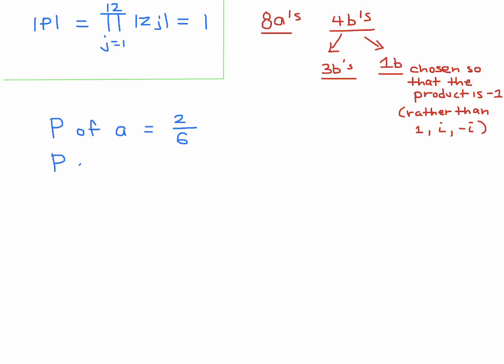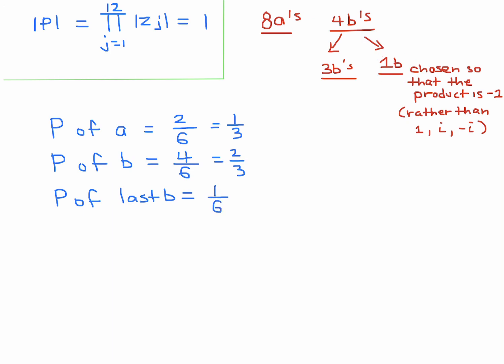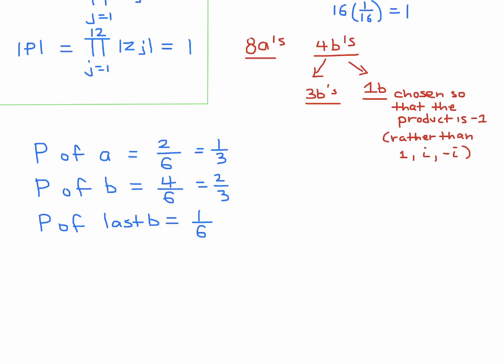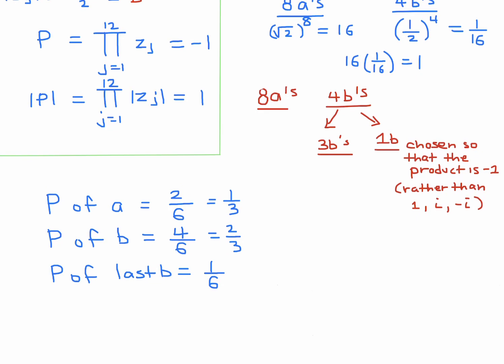And then the probability of choosing a B, well, if you recall, there were 4 of those out of this total 6. So this is a third, and this is 2/3. And the probability of choosing that last B that I was discussing over here, this one, is 1 out of 6. So I want to show you one such example of how the product can indeed be -1.